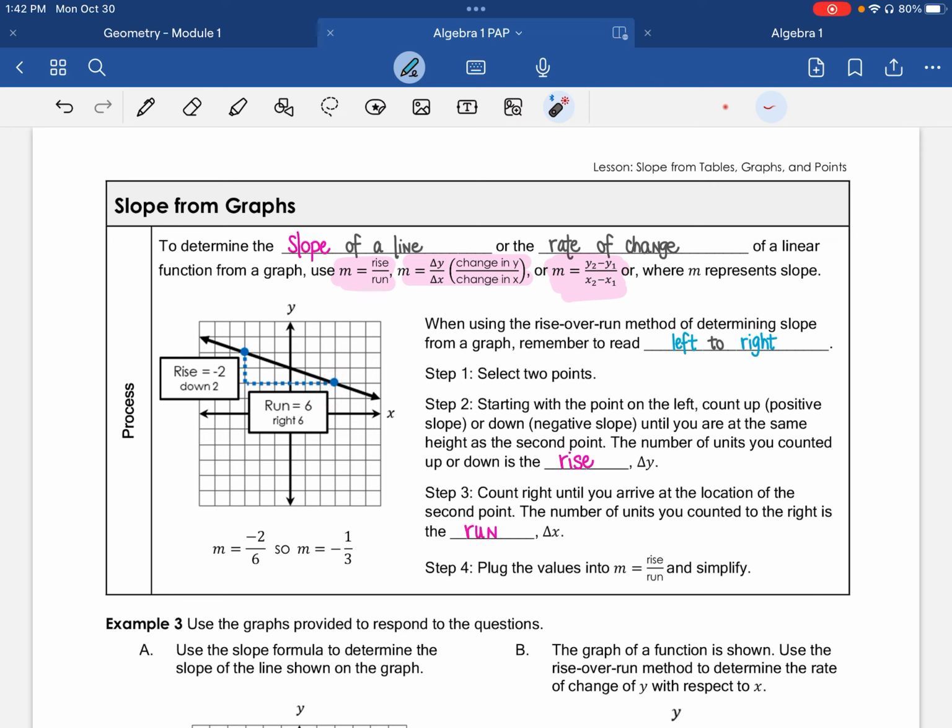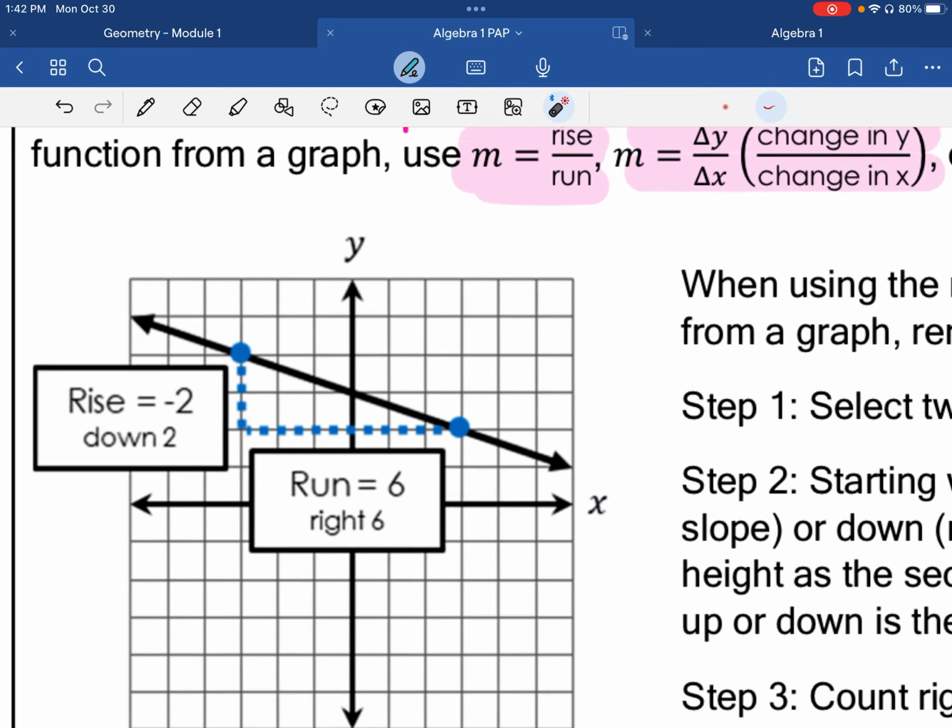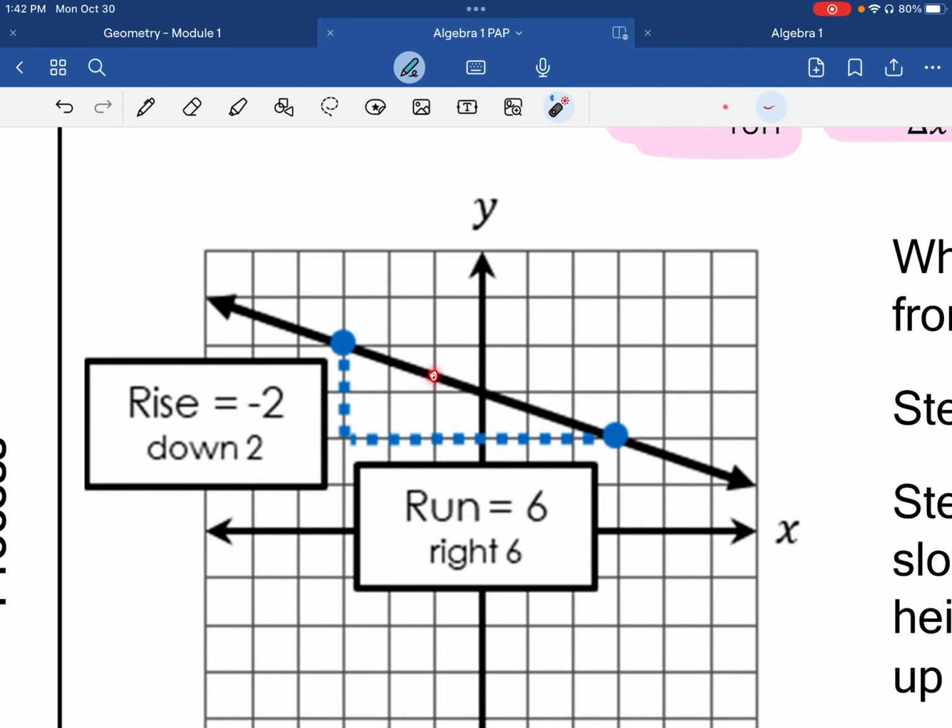This point right here is not a good point because on its grid box, it is not in the corner. Let me go ahead and zoom in so you can see that a little bit better. This point would not be a good point to pick to do rise over run because it is not in a perfect corner of the grid box. These 2 points that they've picked for us are.